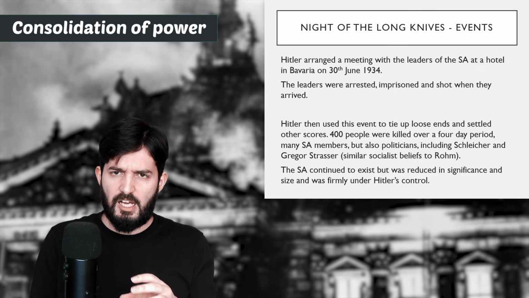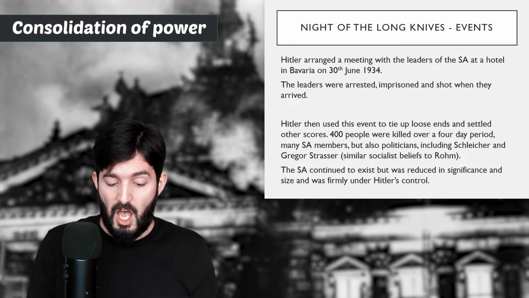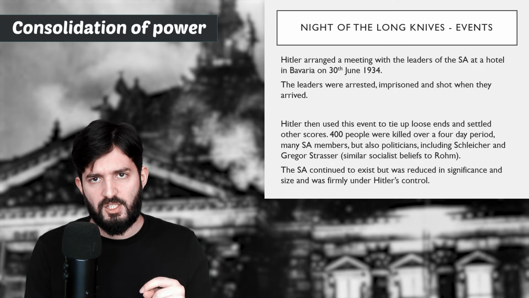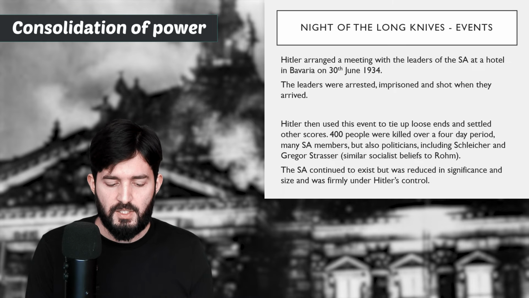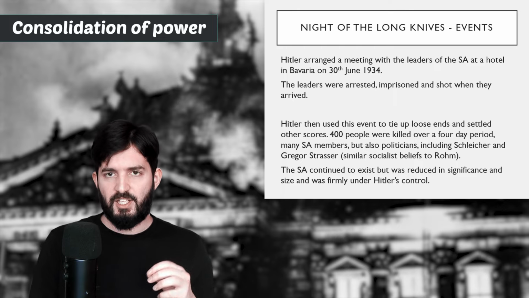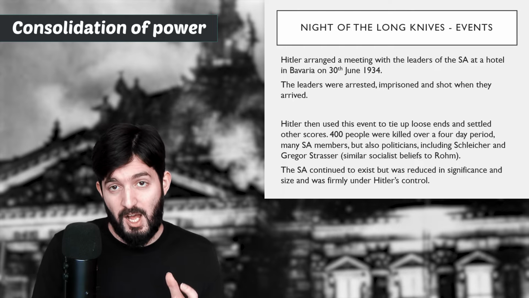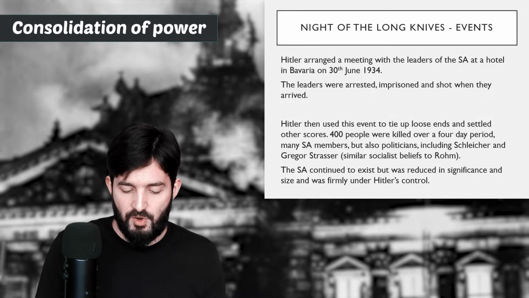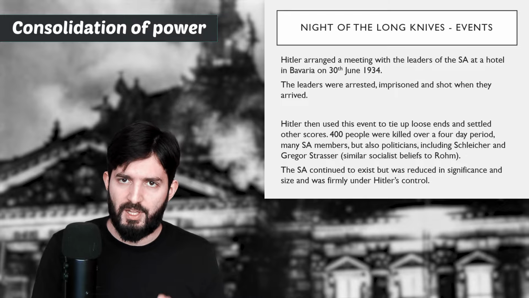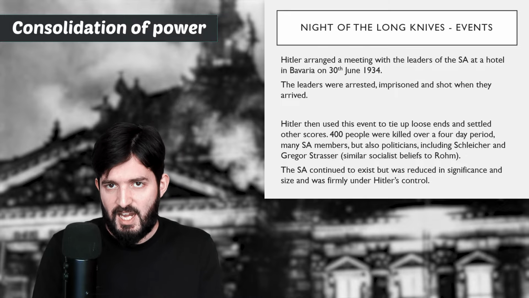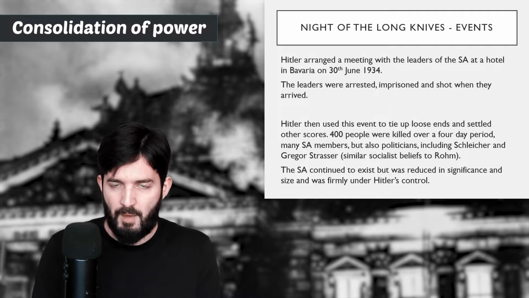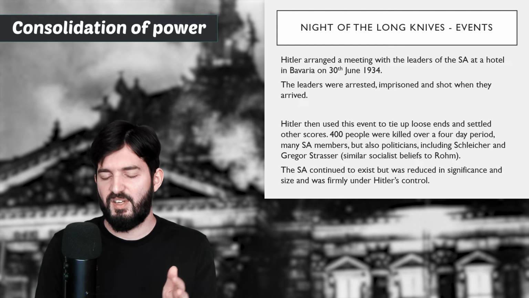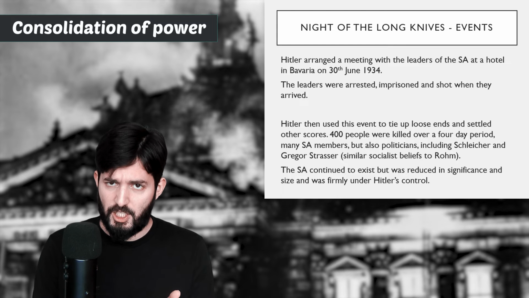However, Hitler decides to use the Night of the Long Knives as an opportunity to tie up any loose ends and settle other scores. So it's not just the SA leaders who get imprisoned and executed. The Nazis carry out a series of murders and executions over a 4-day period where over 400 people get killed, mainly SA leaders, but also other politicians and other figures who Hitler either thought was a potential threat or a previous enemy. So key figures also get killed.